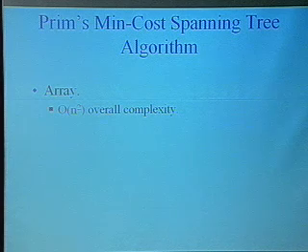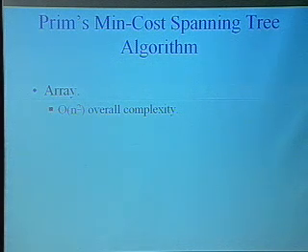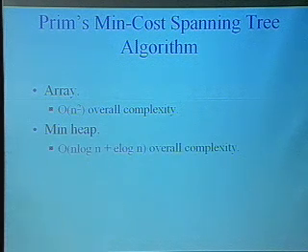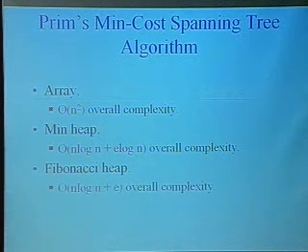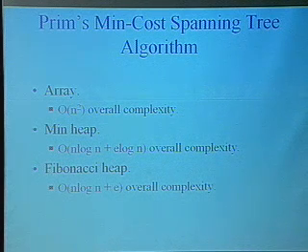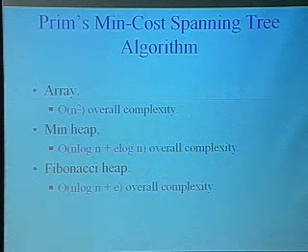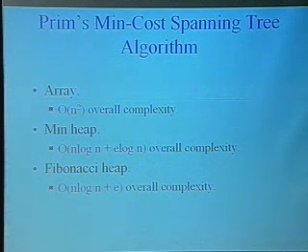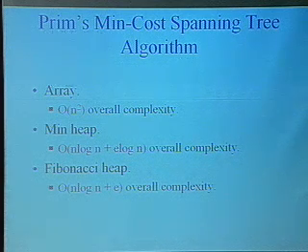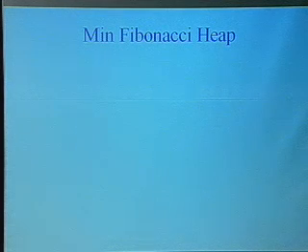So you do a remove min. Based on that, you have to change some of the values. Okay. So complexity is the same with the three different choices of data structures. The Fibonacci heap gives you the best performance over a wide range of densities for the graph. All right, so with that as motivation, let's take a look at the Fibonacci heap itself.